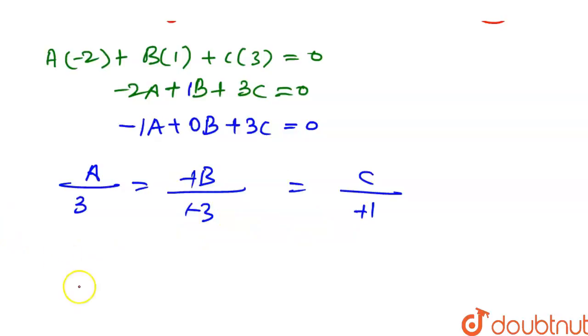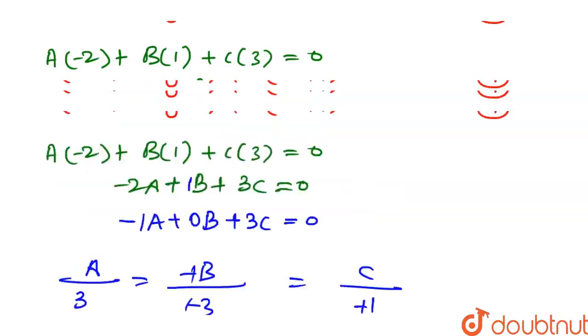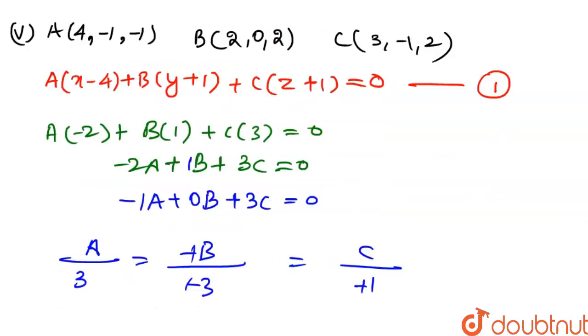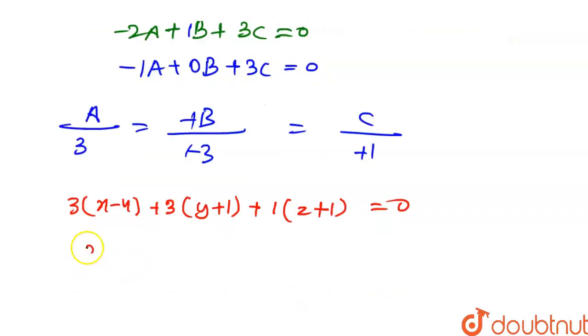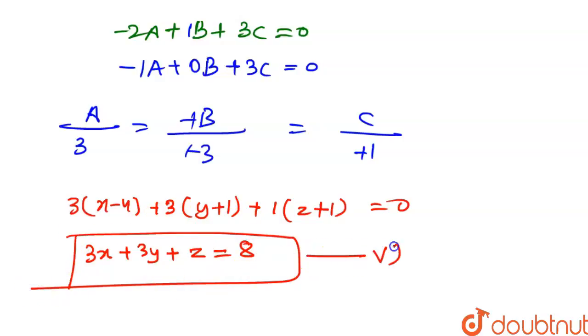So the final equation of the plane will be 3 times of x minus 4, plus 3 times of y plus 1, plus 1 times of z plus 1 is equal to 0, and this will become 3x plus 3y plus z, minus 12 plus 3 plus 1 will be minus 8 right here, and 8 on the other side. So this will be our answer for the fifth part.